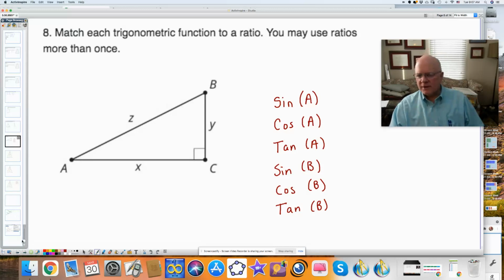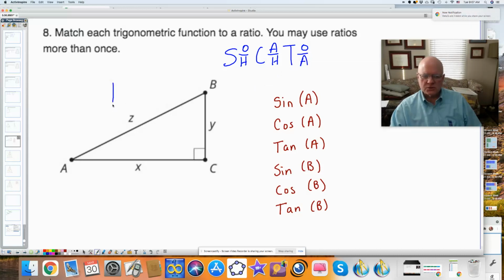I wanted you to match each one of these and not forget what it was that we learned. So we have SOHCAHTOA, and you might want to write that down. This is why we did this, so that we could select the correct ratio. I noticed some people were struggling with this. Z is always going to be the hypotenuse, so I'll mark it here. But if A is my reference, this is the opposite and this is the adjacent.